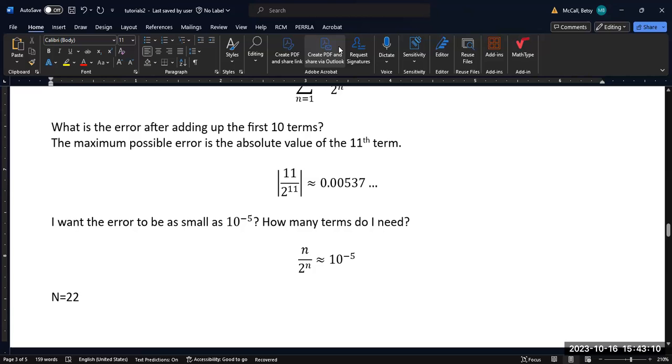And you can't round down, right? So it's not quite small enough, not quite guaranteed to be small enough at the 21st term, but at the 22nd term, that will be 5 times 10 to the negative sixth. And so it will be smaller than this. So I would need n equals 22. So again, always round up to the next whole number. Again, because we're talking about a guaranteed number of terms to ensure that it's under this.